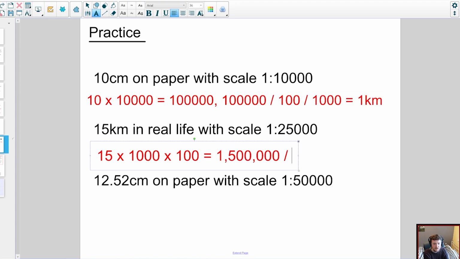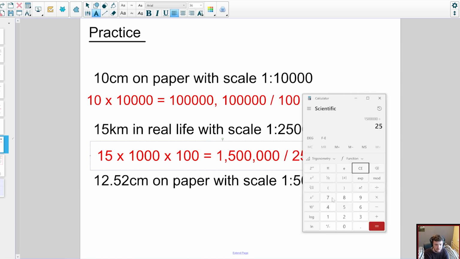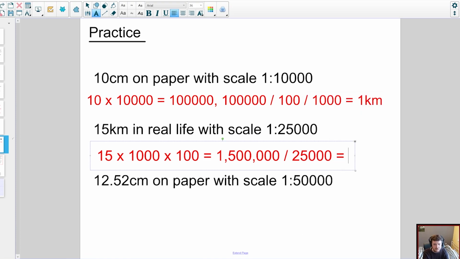Then we're going to divide it by our scale, which is 25,000, and that's going to be 60. And so this would be 60 centimeters on the map. That's about 2 rulers, so double this, and that would be the distance between 2 cities on an Ordnance Survey map. Seems about reasonable if they're on opposite corners of the map.